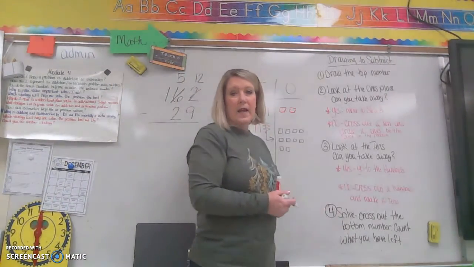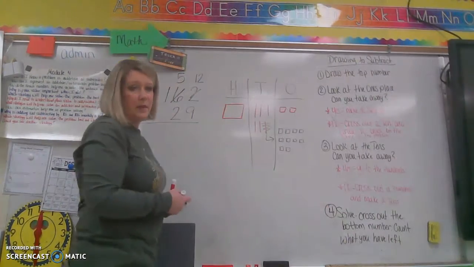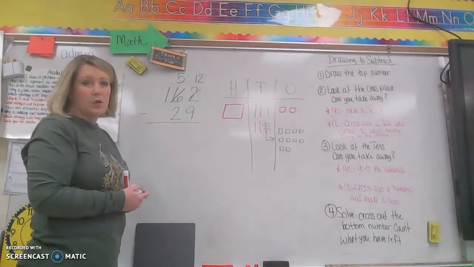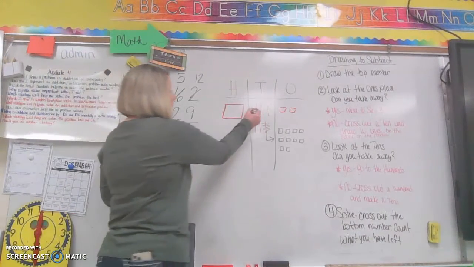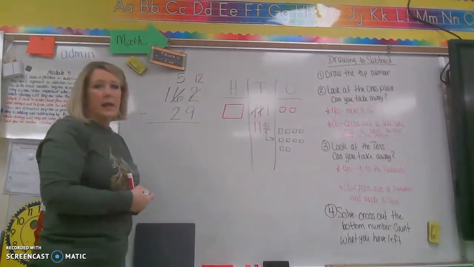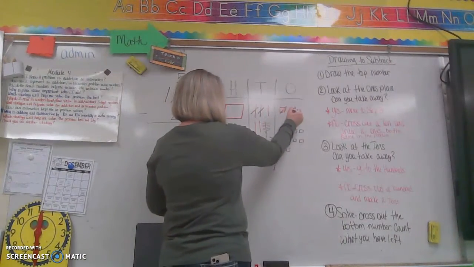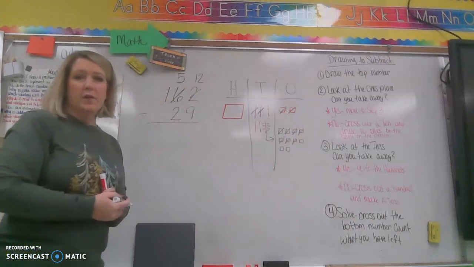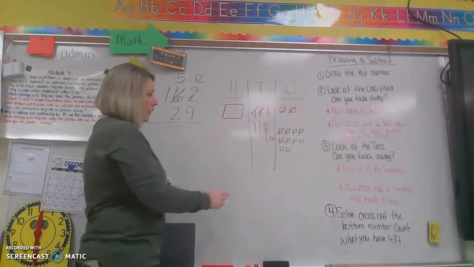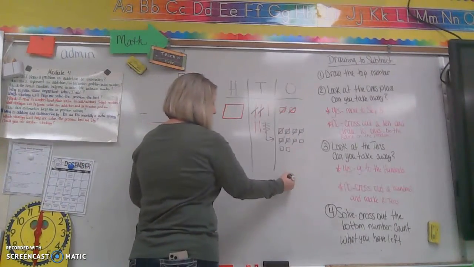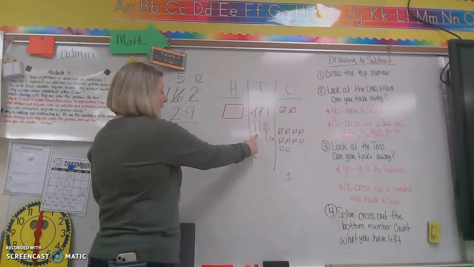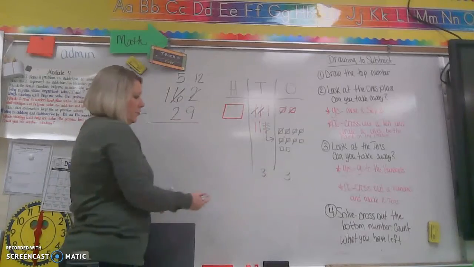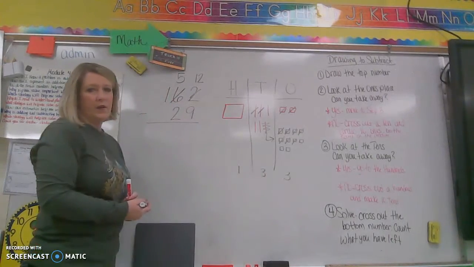Solving, we cross out the bottom number and we count what's left. In our math problem, our bottom number was 29. And we make 29 by using 2 10s and 9 ones. So now all you have to do is count what you have left. We have 3 ones left. We have 3 10s left. And we still have our 100 for an answer of 133.